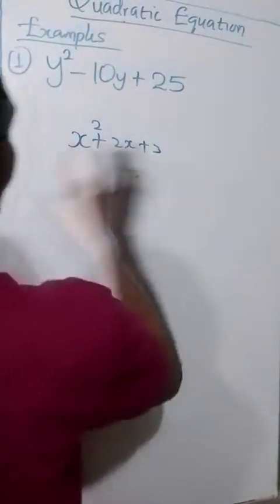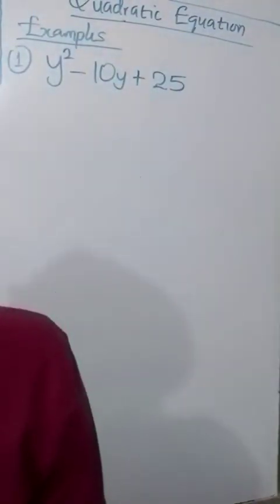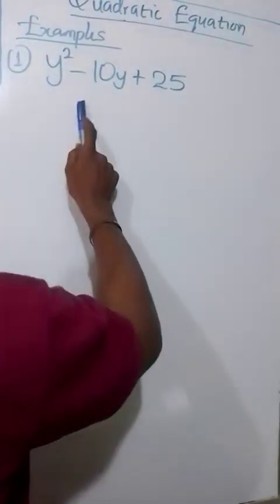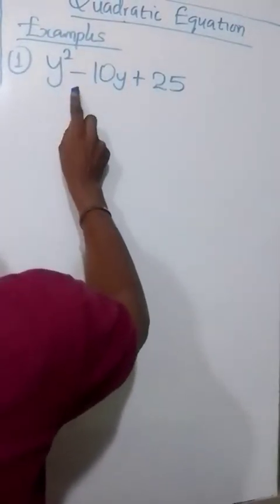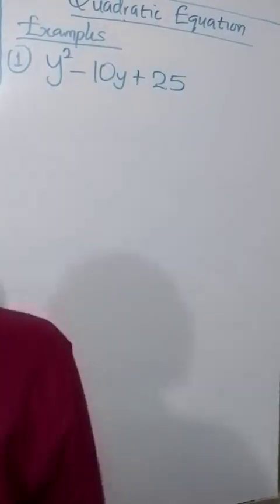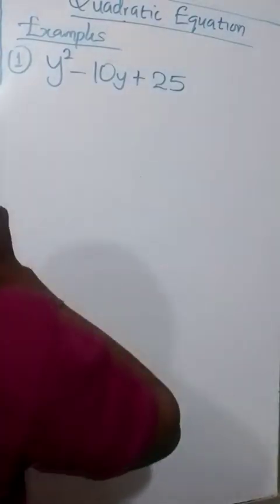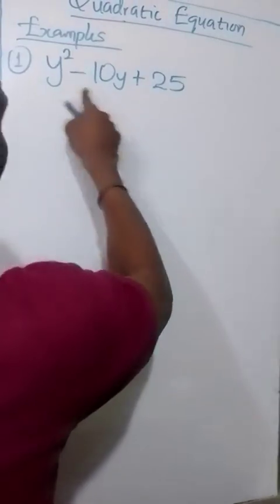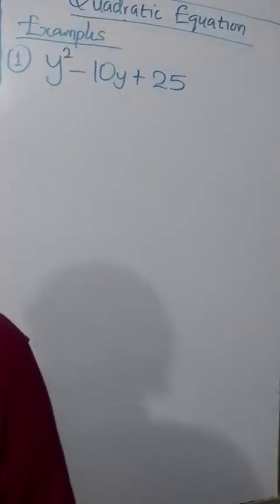Alright, so now what we want to achieve here is that the first thing we want to understand is we want to split minus 10y into 2. That is our number one focus in this question. We want to split our minus 10y into 2. So how do we do that?